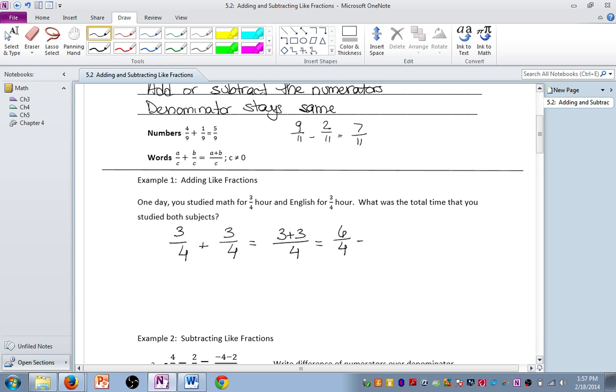You simplify, that's improper. So remember, going from improper to mixed, numerator divided by denominator. 4 goes into 6 once, 2 left over, denominator stays the same, and I simplify. 1 and 1/2 hour. So you studied for 1.5 hours total.